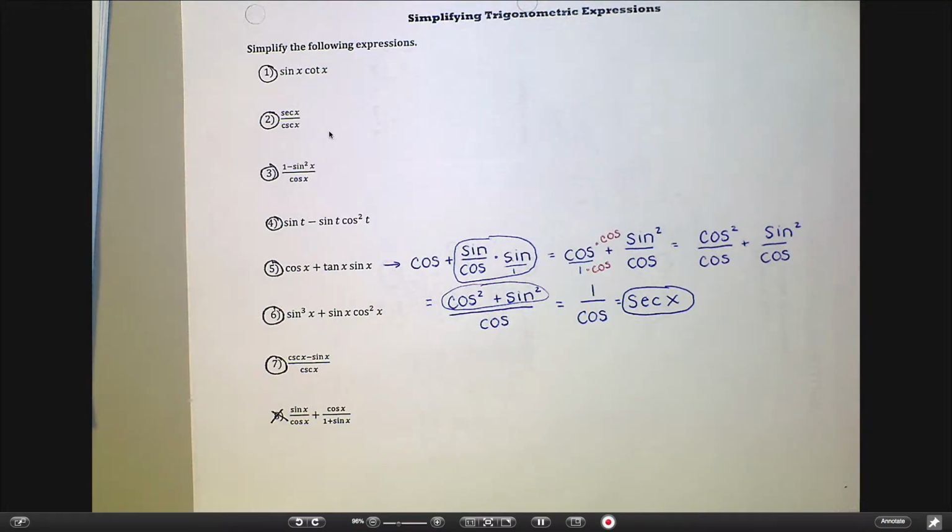Right here, when you added these together, this shouldn't have become a square. This should have just been a cosine x. That cosine wasn't squared to begin with. And when you add them, the denominator stays the same. So this would just be a regular cosine x.